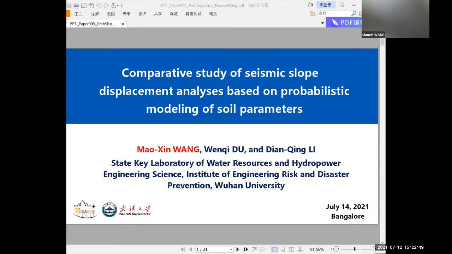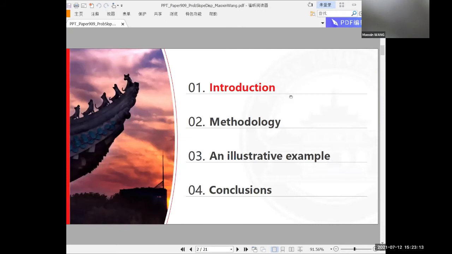Good afternoon, everyone. My name is Mao Xin Wang, and I'm a PhD student at Wuhan University, China. The title of my presentation is Comparative Study of Seismic Slope Displacement Analysis based on Probabilistic Modeling of Soil Parameters. My presentation includes the following 4 aspects. First, introduction.